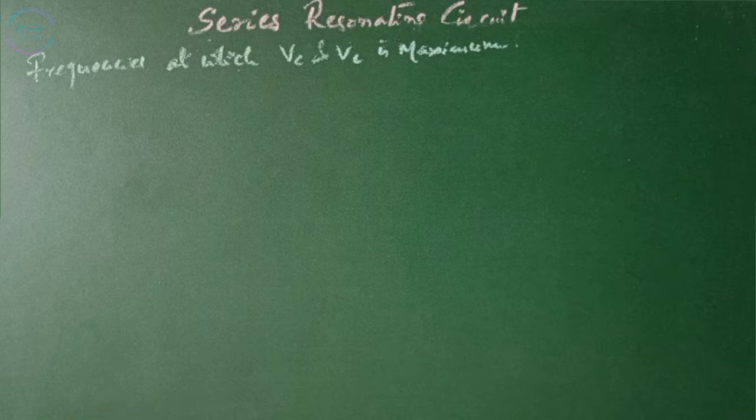The frequencies at which VC and VL are maximum, where VC is the voltage across the capacitor and VL is the voltage across the inductor. In series resonance, VC and VL are not maximum at the resonant frequency.